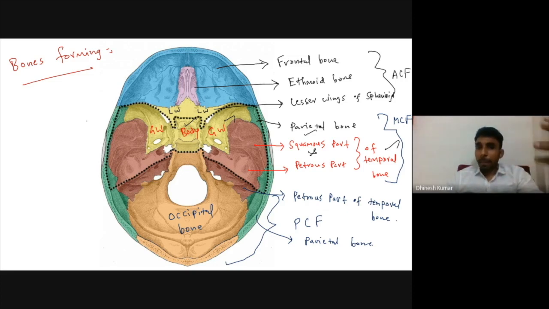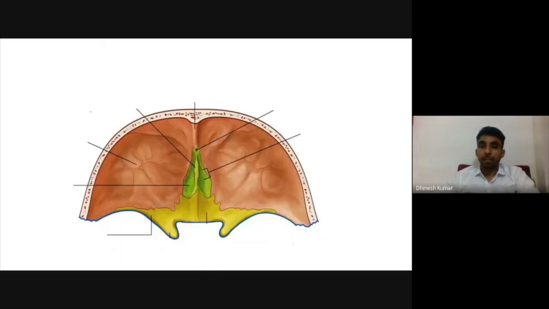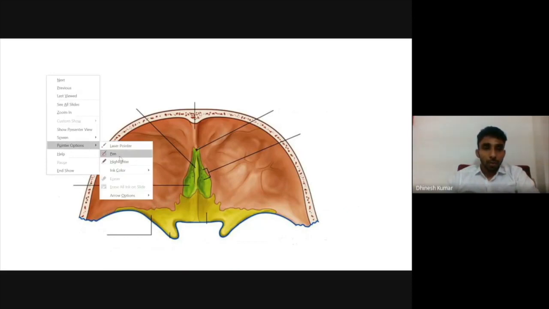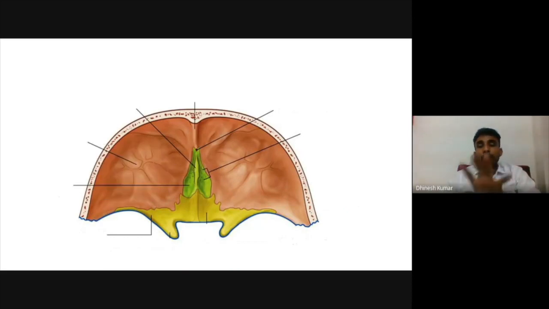So in the upcoming next 3 slides, I am going to talk about the important features of the anterior cranial fossa, middle cranial fossa, and posterior cranial fossa. In this diagram, you are able to see only the anterior cranial fossa, isn't it? So you know this is the frontal bone, this is the frontal bone, and this is the lesser wings of sphenoid bone.